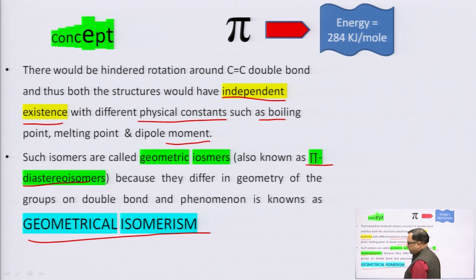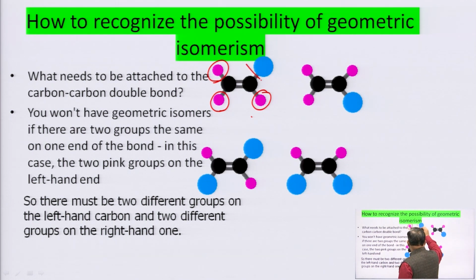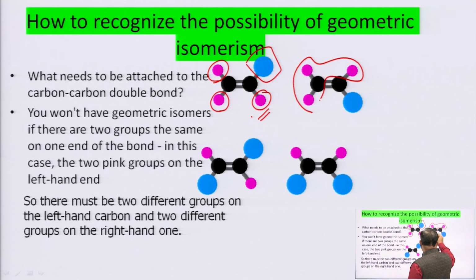So, these types of isomers that result due to restricted rotation are called geometric isomers, or parallelly we are calling them pi diastereomers, and the phenomenon is called geometrical isomerism. How to recognize the possibility of geometrical isomerism? Means what condition is required? Let us see this. If we look at this molecule, it bears 3 similar substituents and the fourth substituent is different. So, can it result in a geometrical isomer? Here in this case again you have 3 similar substituents and the fourth one is different.